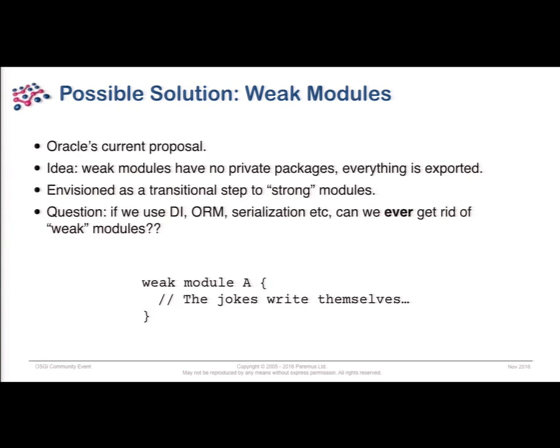The current proposal for this from Oracle is so-called weak modules. So a weak module, which is declared as weak module like that, is a module that has no private packages at all. Everything is exported. You don't explicitly export anything, because everything is exported by default. So this is envisaged by Oracle as a kind of transitional step, a migration step towards full or so-called strong modules. The question is, if we're using DI, can we ever really get off of weak modules? Can we ever get rid of these weak modules? I don't think we can.